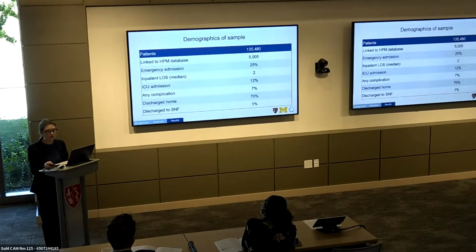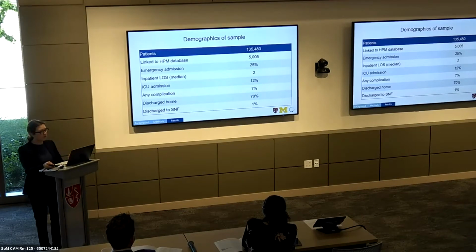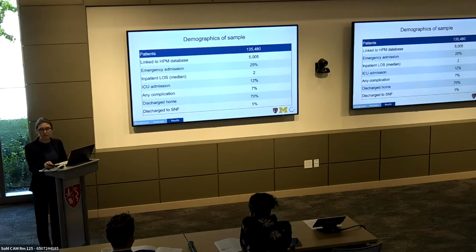We identified a total of 135,480 patients who had one of these 20 common surgical procedures from 2017 to 2019, of which 5,005 were linked to the health productivity and management data. Among our total surgical cohort, 25% were admitted through the emergency department. The median length of stay was 2 days. 12% had an admission to the ICU. 7% had a complication, and the majority of patients were discharged home postoperatively.